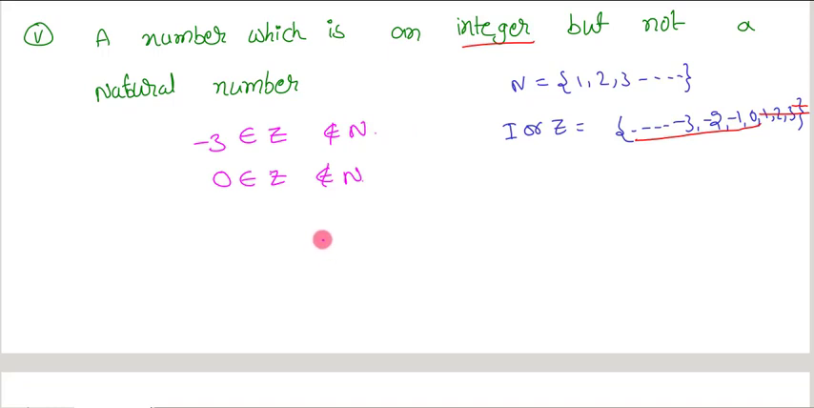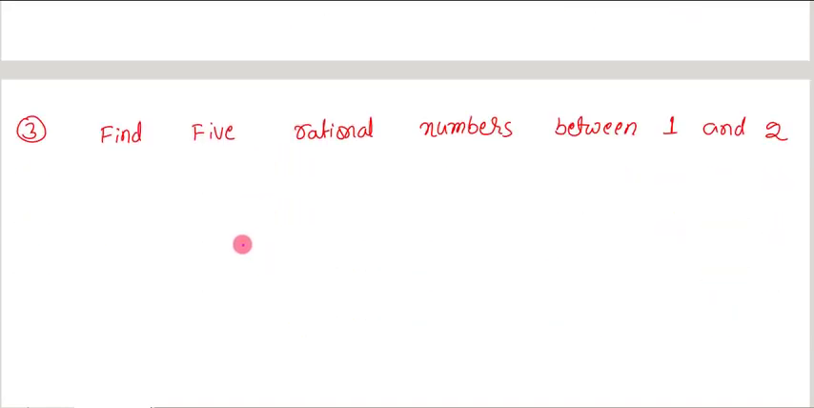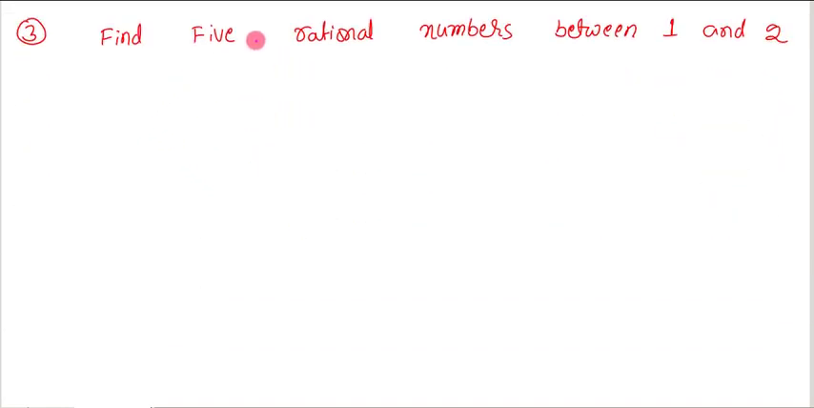Now let us see the third question. The third question is: find 5 rational numbers between 1 and 2. In this question, we are asked to find 5 rational numbers between 1 and 2. So, how many do we need to insert? How many do we need to write?